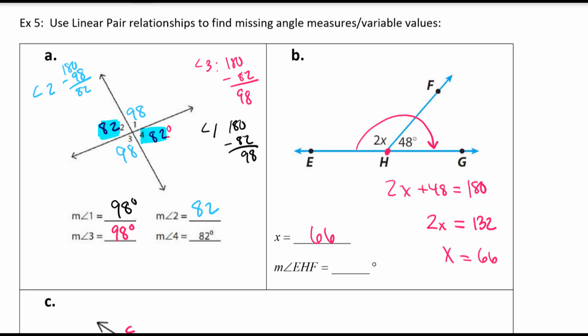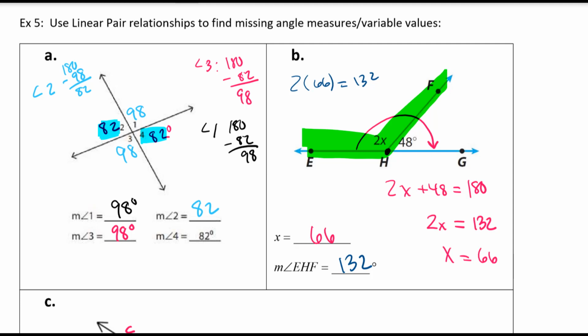So one of the things we've got to do when we find the measure of EHF, now there's kind of two ways you want to do this. So EHF, we know that that's 2x, right? Because we see that in there. So EHF, this part right here, has to be represented by 2x. So I just found x to be 66, right? So what we do is we're going to substitute that in. So 2 times 66. When we do that, we'll get a product of 132. So I get 132 for that.